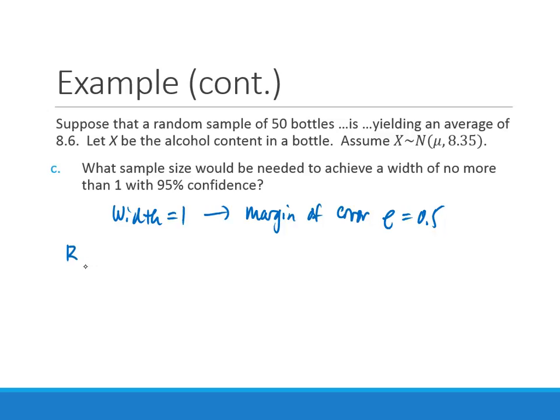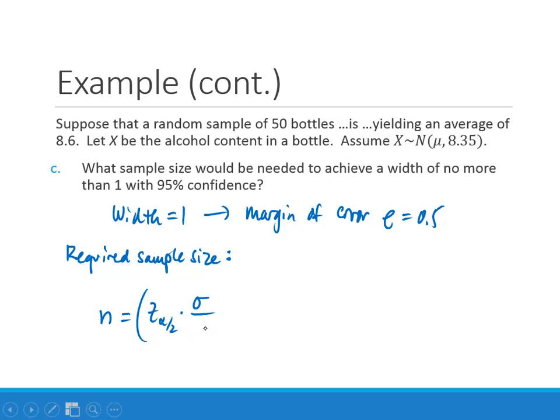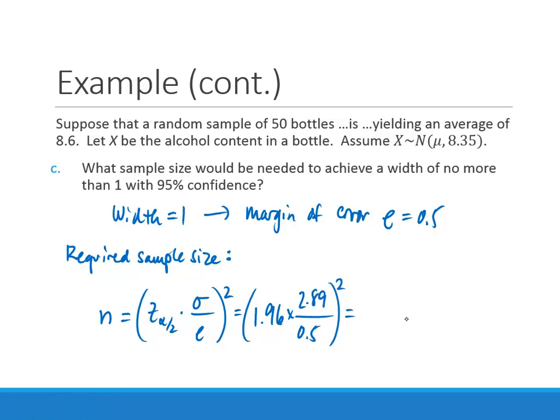So then the required sample size to get that margin of error would be this formula that we had on the previous page: z sub alpha over 2 times sigma over the margin of error, squared. So for 95% confidence, my critical value is 1.96. My standard deviation is still 2.89, and now I want my margin of error to be 0.5. And if I calculate that out, it gives me 128.3.